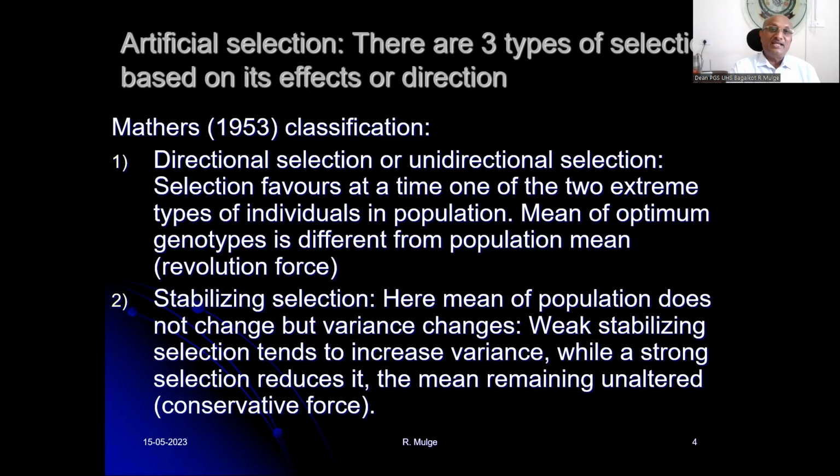Then there is a second type of selection, that is stabilizing selection. Here, the mean of the population does not change, but the variance changes.